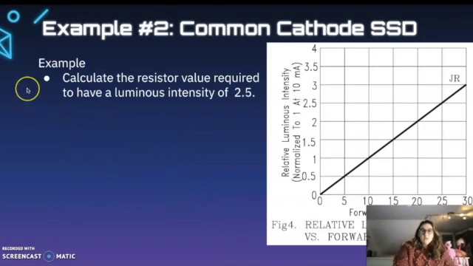So go ahead and take a look at this. We need to calculate the resistor value required to have a luminous intensity of 2.5. You're going to use this graph from 2.5 to determine what current you need. Hint, hint, if we're going to 2.5. And then you need to use Ohm's law to calculate that. I'll give you guys a second to calculate it, and then we'll go over the answer.